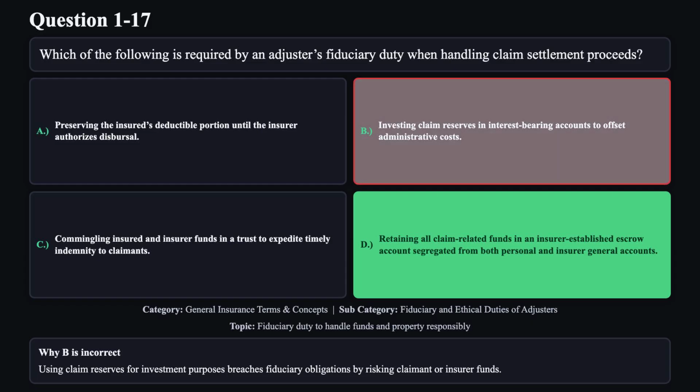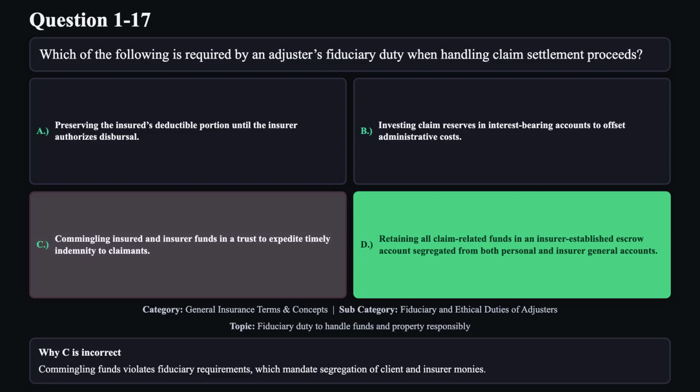It focuses on safeguarding client and insurer monies in separate accounts. Reason B is not correct. Using claim reserves for investment purposes breaches fiduciary obligations by risking claimant or insurer funds. Reason C is not correct. Commingling funds violates fiduciary requirements, which mandate segregation of client and insurer monies.